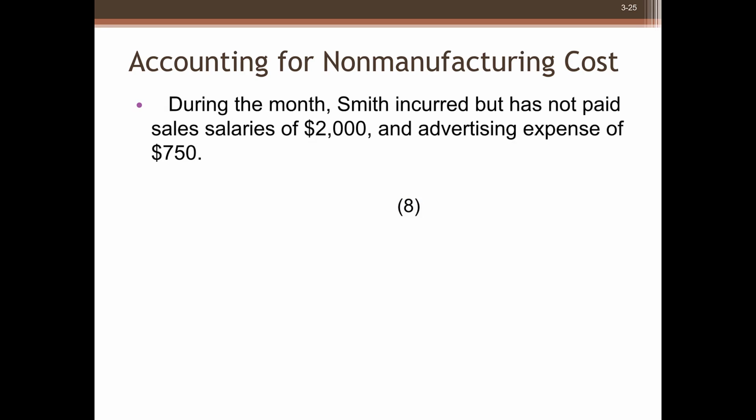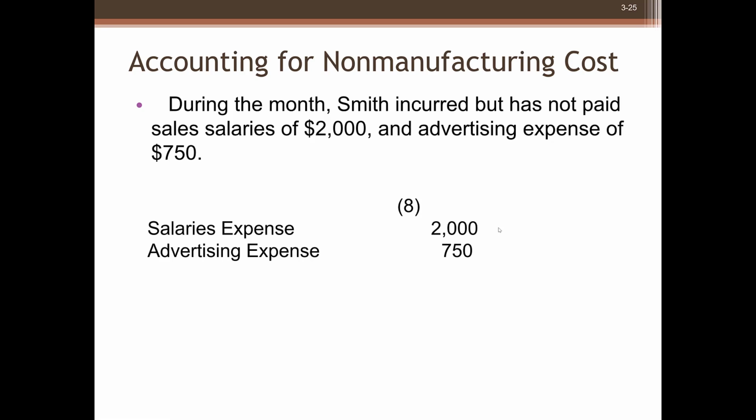Let's take a look at an example. During the month, Smith incurred but has not paid sales salaries of $2,000 and advertising expense of $750. We should recognize both as expenses and credit payable. So we debit the sales expense $2,000. We debit advertising expense $750 and credit salaries payable and accounts payable respectively.